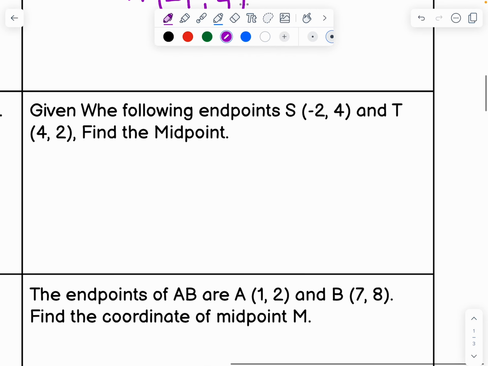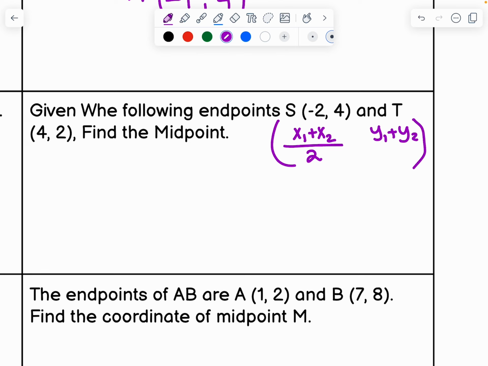So, given the following endpoints, S and T, find the midpoint. No problem. Let's rewrite our midpoint formula. x1 plus x2 divided by 2. y1 plus y2 divided by 2. And now let's plug into our formula. Before we can plug into our formula, what do we need to do? We need to label our points. So let's let S be x1, y1, and T to be x2, y2.